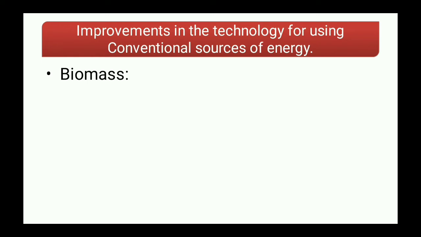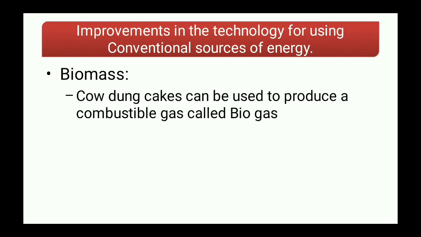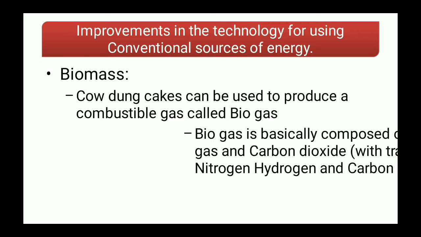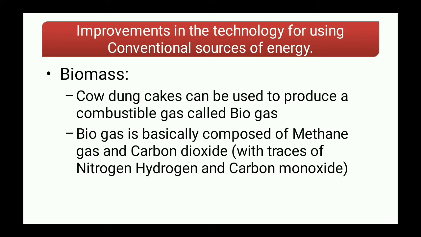First in that is biomass. Cow dung cakes can be used to produce a combustible gas called as biogas. So basically what we use here is cow dung cakes. It is used to produce a combustible gas which we call it as biogas. Biogas is composed of methane and carbon dioxide. There are some traces of nitrogen, hydrogen and carbon monoxide also.